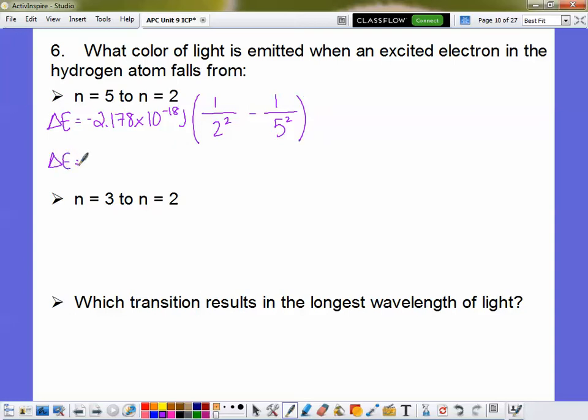Is this absorption or emission? Emission. It literally says right here, emitted, and the fact that it's falling. So what sign will our delta E have? Negative. Mathematically, that should end up being negative because we have a negative in front of the whole thing. 1 over 2 squared minus 1 over 5 squared will end up being a positive value. Okay? So go ahead and do that math so we can get the energy amount.